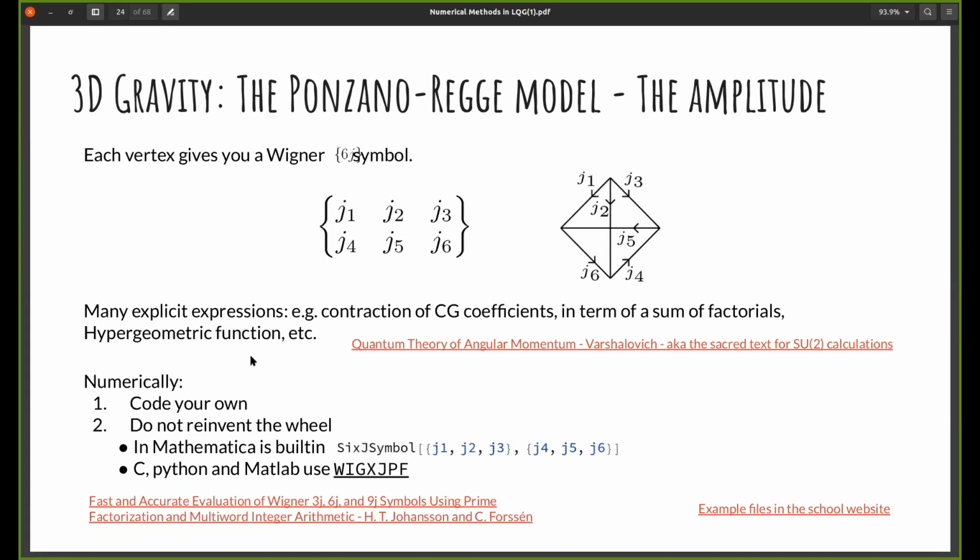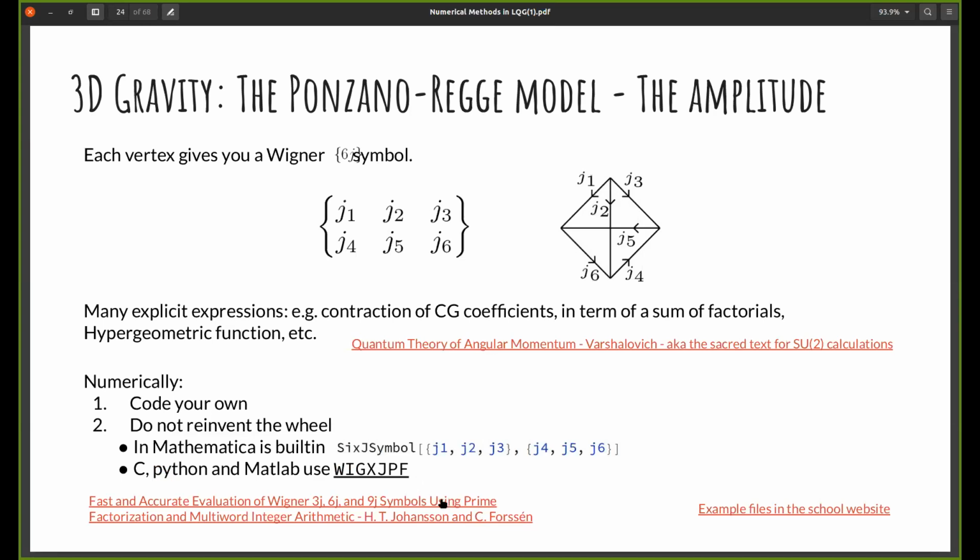Two, there's no need to reinvent the wheel, and use software that is already written by somebody else. For example, in Mathematica, the 6J symbols are built in, so you don't need to install anything else. You just ask for the 6J symbol and it gives you back the number. If you are interested in C, Python, MATLAB, or other languages, please use this library here.